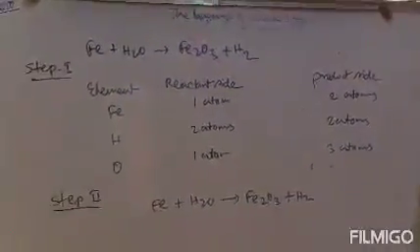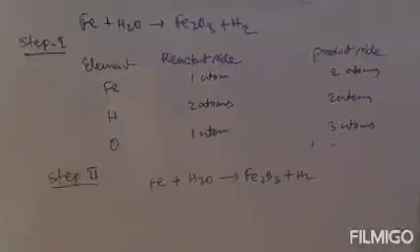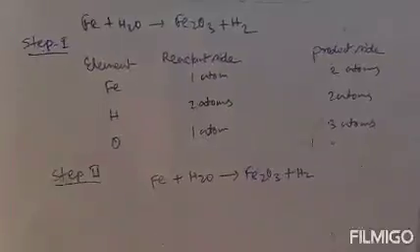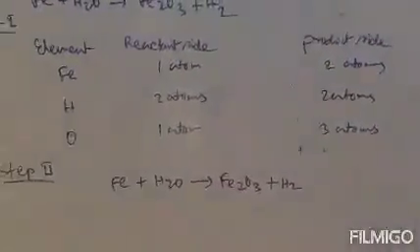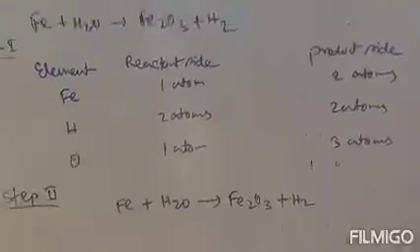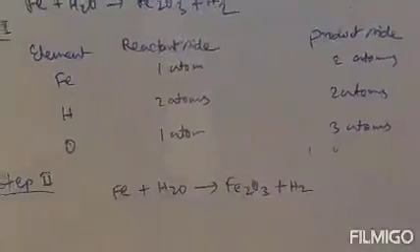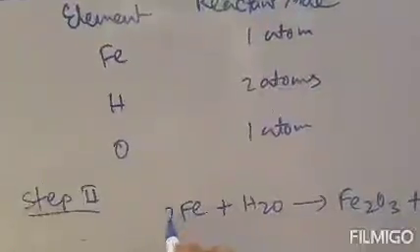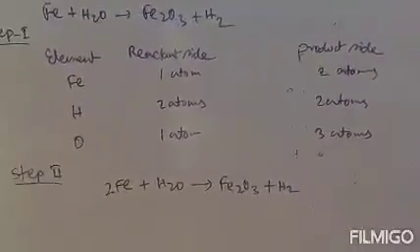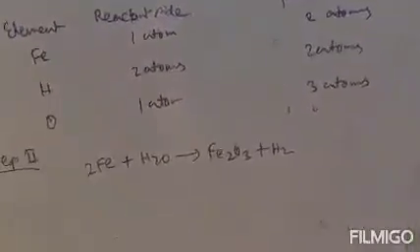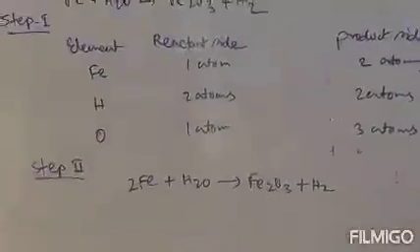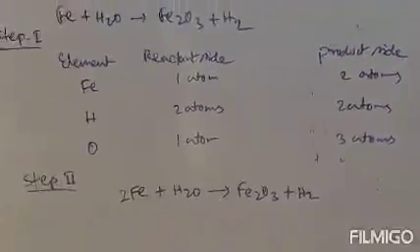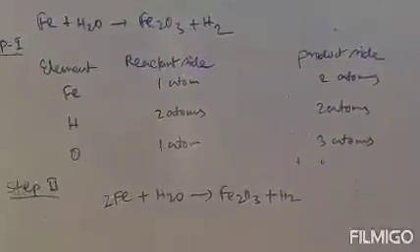Clear? So Fe and oxygen, there are differences. So we will balance Fe and oxygen first. Count the number of Fe. On the reactant side there is 1 Fe, and on the product side there are 2 Fe. So write 2 here so that the irons are equal. Now the reactant side has 2 Fe, and the product side also has 2 Fe. Clear? So this is the way to balance. Now this is your step number 2. Now Fe is balanced.